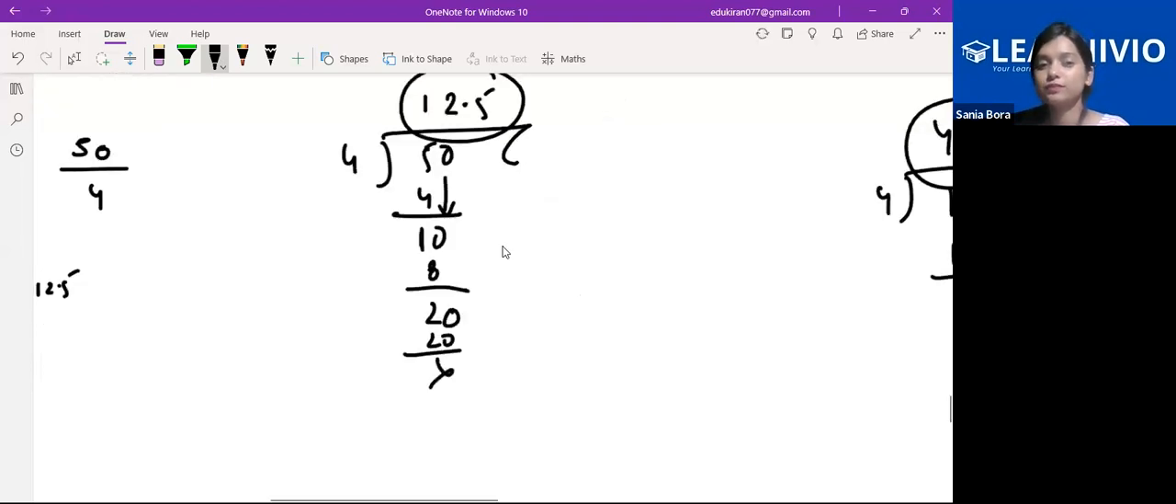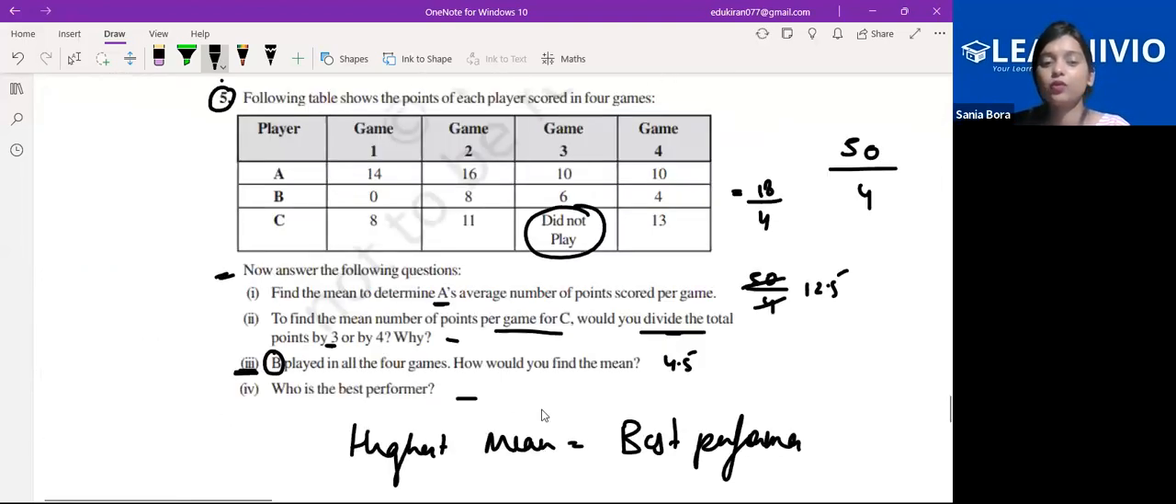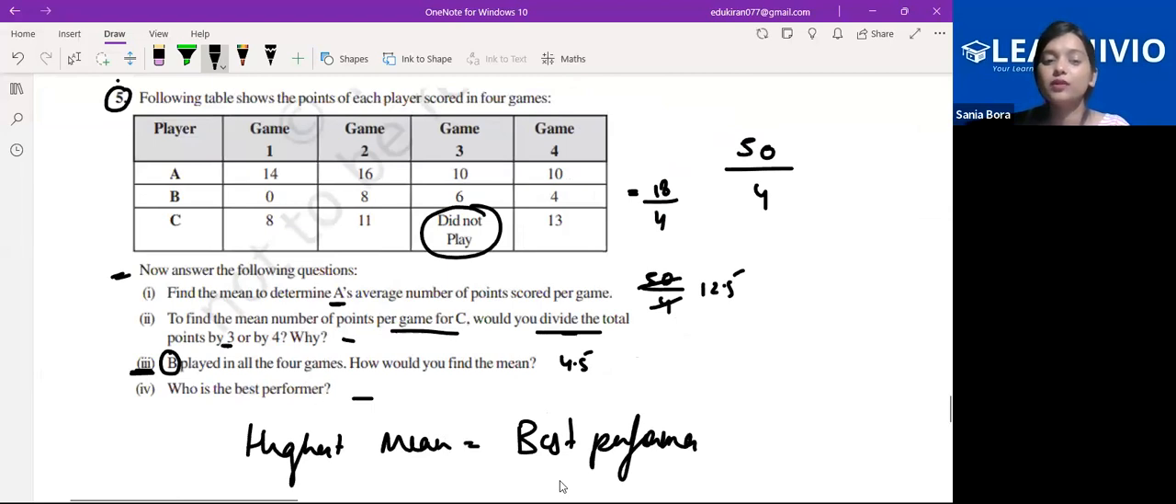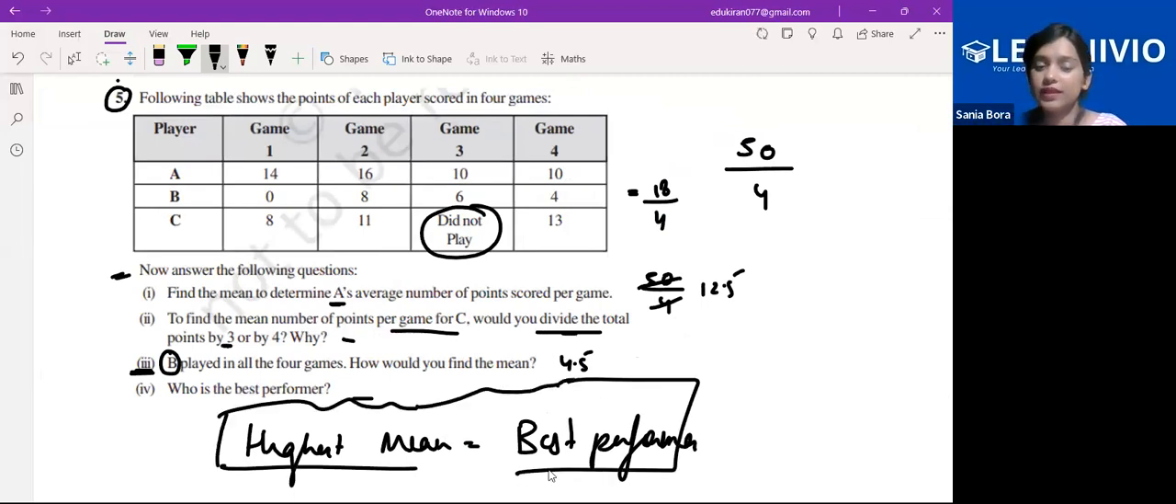Okay. Third one, who will be the best performer? Ma'am, A. A, because A has the highest mean. So the highest mean would be equal to the best performer. Ma'am, the C player had 10.66, and it goes on like 10.666. Okay, I was correct, ma'am. I thought you were asking for the C one.